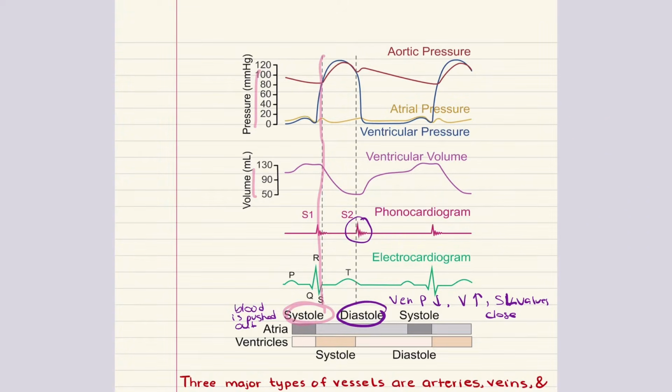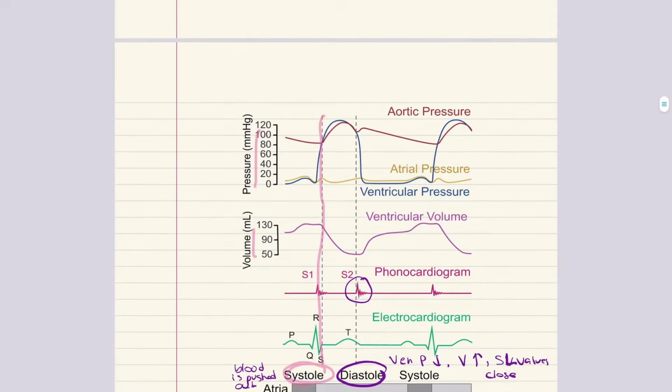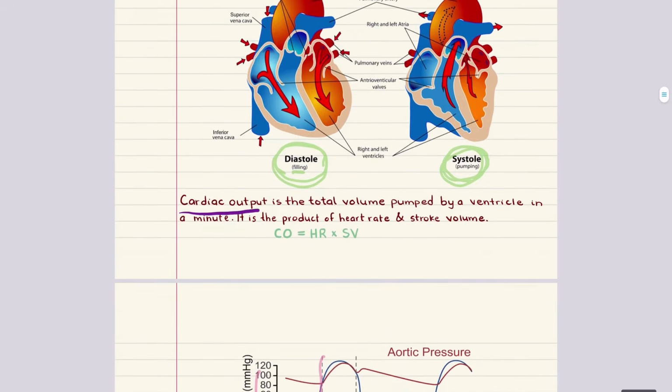Now let's tie this into an important concept called cardiac output. Cardiac output is the total volume of blood that's pumped by one ventricle in 1 minute. And it depends on two things: the heart rate, which is how many beats per minute, and the stroke volume, which is how much blood is pumped out with each beat. So the formula is cardiac output equals heart rate multiplied by stroke volume.